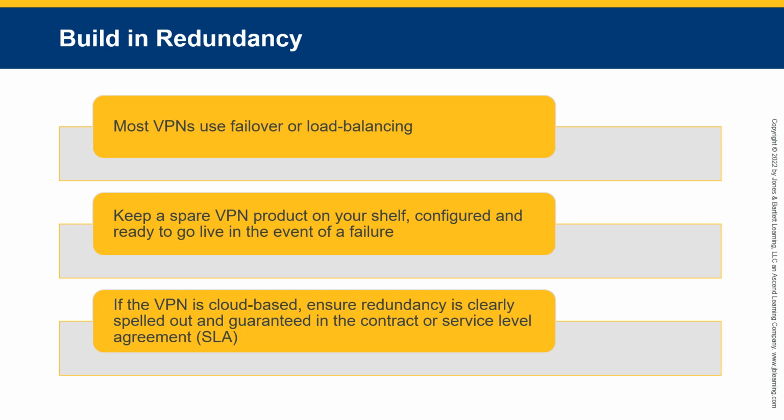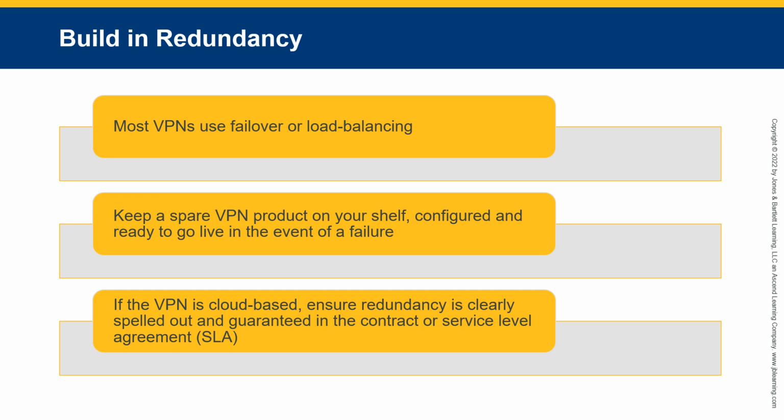So, the built-in redundancy of VPNs, let's go into that a little bit more. Most VPNs use a failover or load balancing approach. Again, as I touched on briefly before, we have hot-hot or hot-warm, and those are failover. Hot-hot is more of a load balancing mechanism.